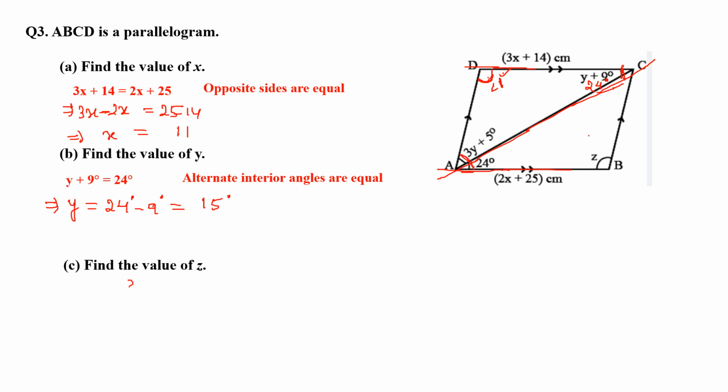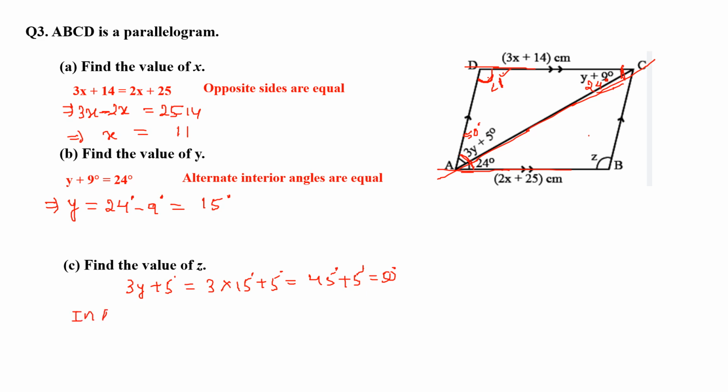So 3Y plus 5 degree is 3 into 15 degree plus 5 degree. 3 into 15 is 45 degree plus 5, which will give me 50 degree. So this is 50 degree, this is 24 degree, and I have to find angle 1.